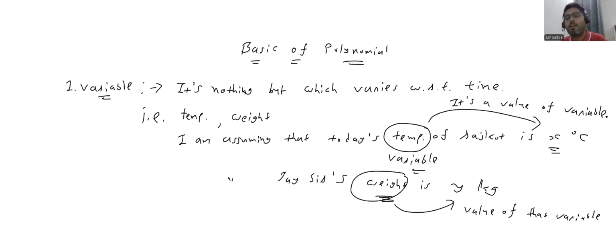Now it's clear what the distinction is between x and a variable. X, Y, Z are what, and variables are what. Variable means it's nothing but which varies with respect to time. And for better understanding, I have given you two real-time examples, temperature and weight. Now, the next one is a constant.